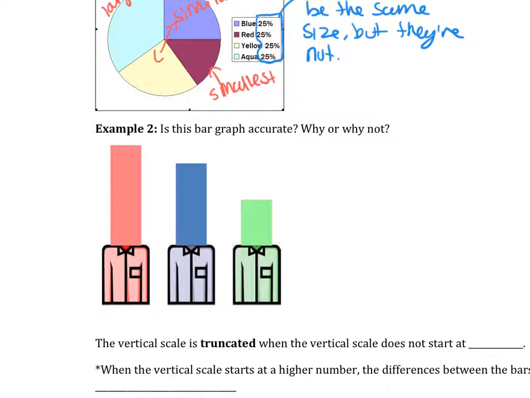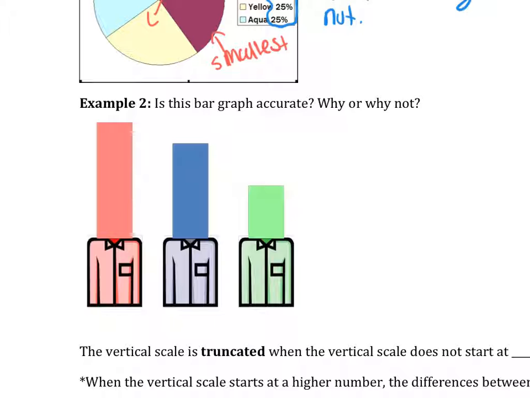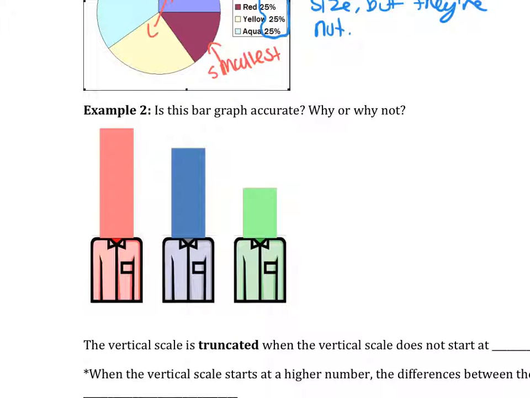Example 2. This bar graph, first of all, has no labels. It should on mine, but I guess it's so light green it didn't copy. There's no label, so we have no idea what the X and Y axis are representing. There's no X and Y axis.